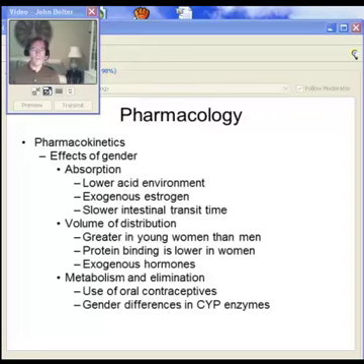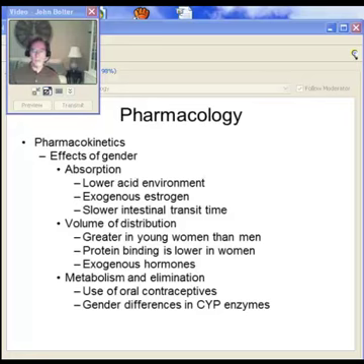You want to look at how gender plays a role with the absorption, the volume of distribution, how far it gets into the system and spreads, and the metabolism and elimination. So there are differences like with lower acidic environments, exogenous estrogen plays a role, slower intestinal transit time plays a role. The volume of distribution is greater in young women than men. The protein binding is lower in women. Exogenous hormones play a role as well. And then metabolism and elimination, use of oral contraceptives, and gender differences in the CYP enzymes that we know of.